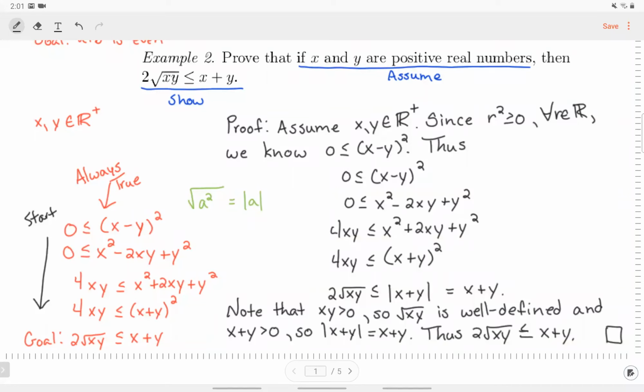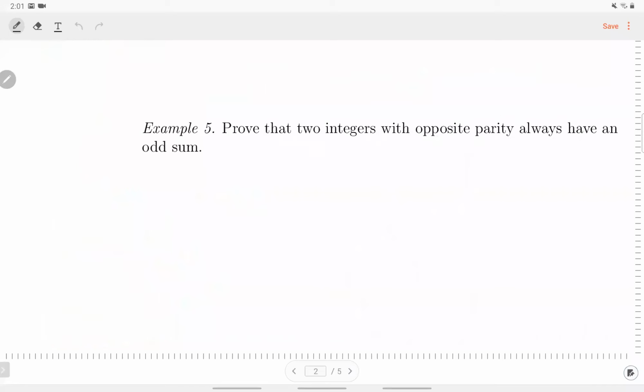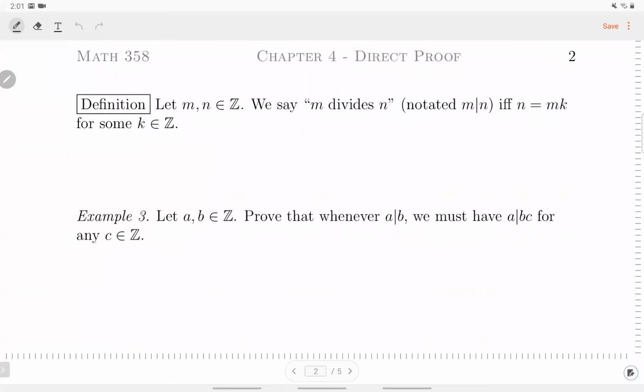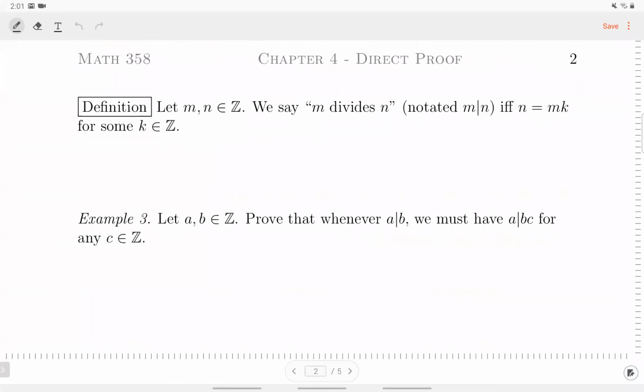All right, let's keep on going. Okay, so now let's do a new definition that we can work with. We're going to look at this word divides. If I have m and n in the integers, we're going to say m divides n, and we are going to notate it with that straight line. And that's going to mean n equals m times k for some integer k.